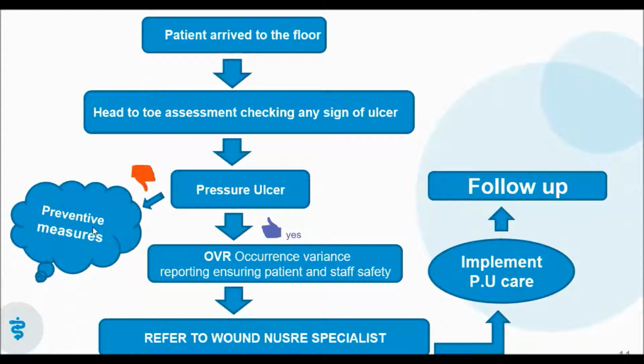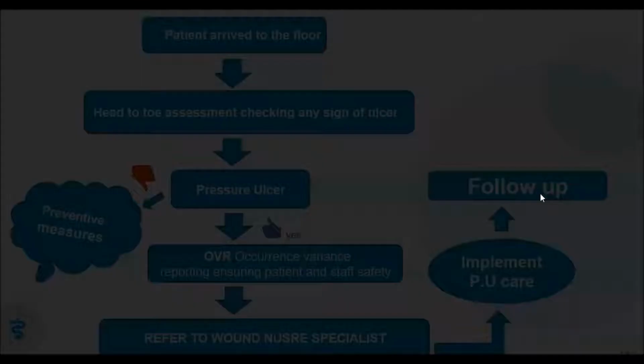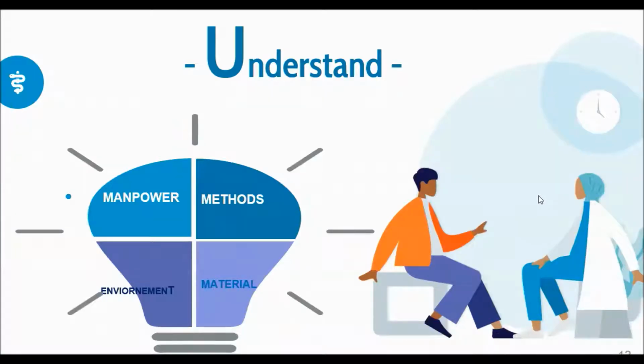We'll not do the preventive measures. So we will follow up the occurrence variance report, OVR, reporting, ensuring patient safety and staff safety. Then we refer this to the wound specialist nurse. We have in every unit a wound specialist nurse, and this nurse will have a link nurse inside the ward. And we'll follow up the implementation of pressure ulcer care and the follow-up. Understand the four ways: the manpower, method, environment, and the materials.